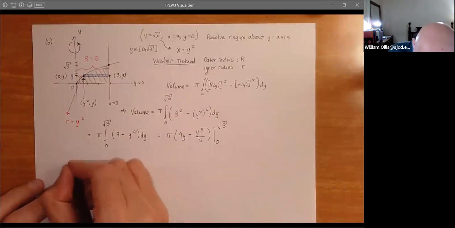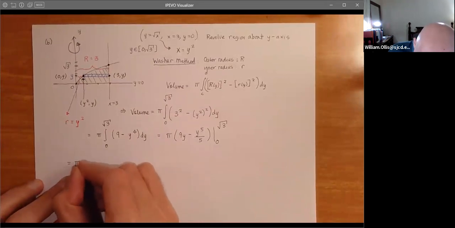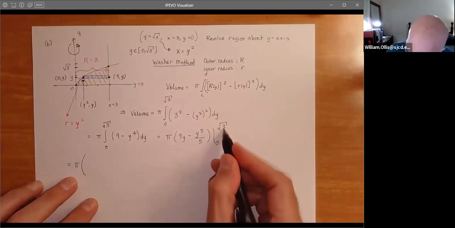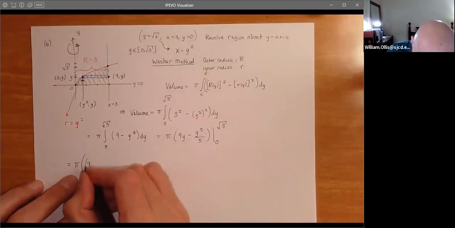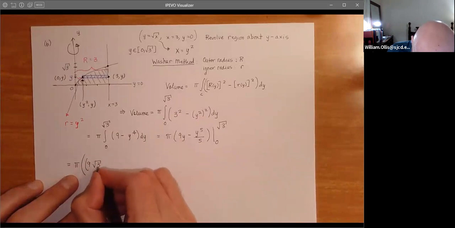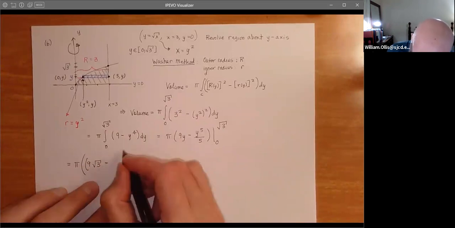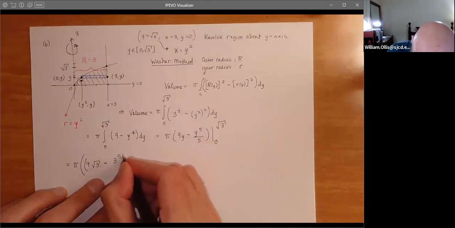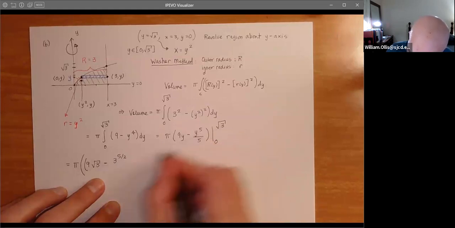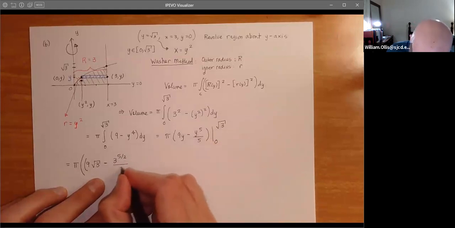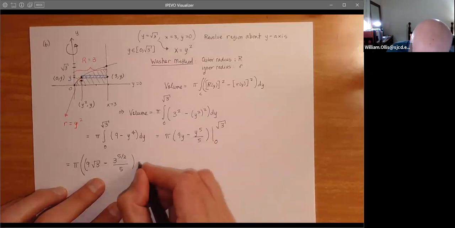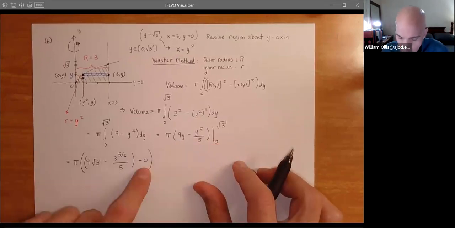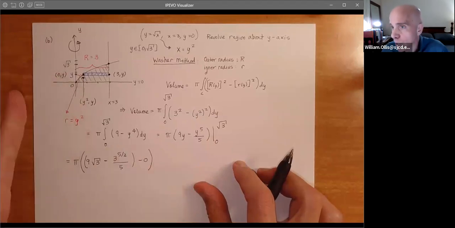So now we get pi. So let's go ahead and substitute root 3. So we get 9 root 3 minus, and of course here we're going to get 3 to the 5 halves. So we're raising 3 to the 1 half to the 5th power, 3 to the 5 halves divided by 5. And then of course I'll just put a 0 here, because when we substitute 0 into both of these, both terms are 0. So if you like, you can just leave that out.